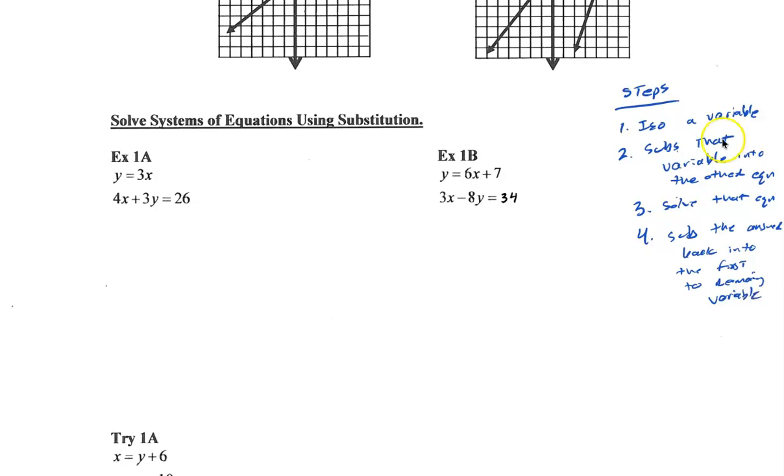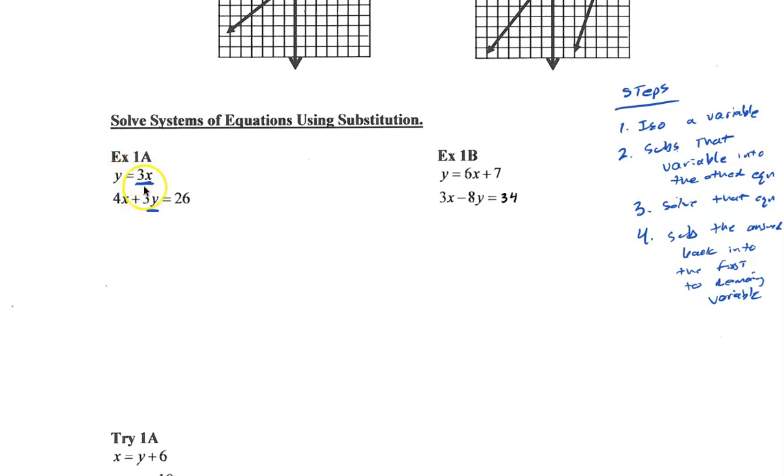Let's look at this first one here. So we want to isolate a variable by itself. It doesn't matter if it's x or y. In this case, look at right here. Y is already by itself. Y equals 3x. So that's step one done. Now what we want to do is substitute this into this one, right?